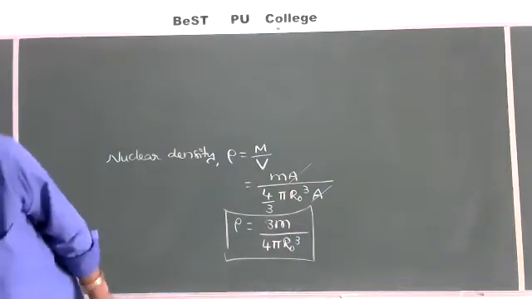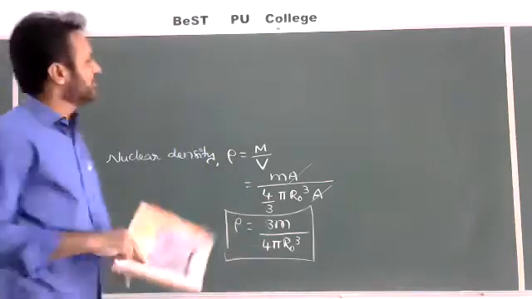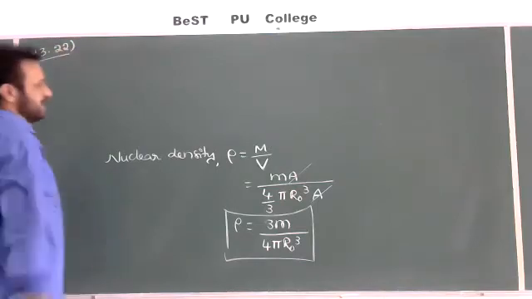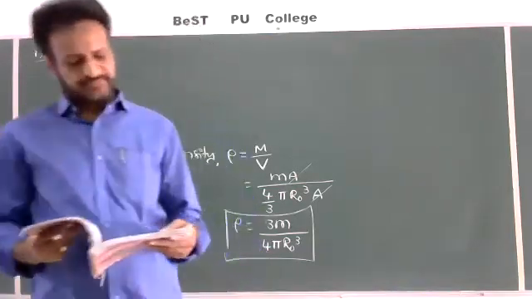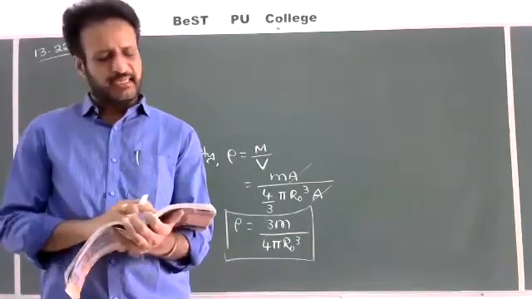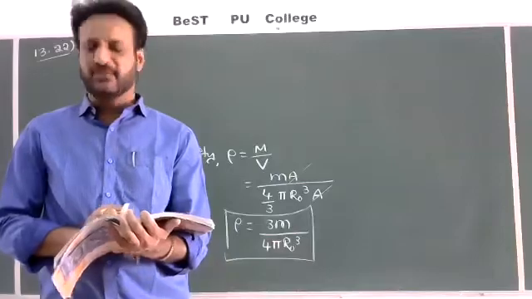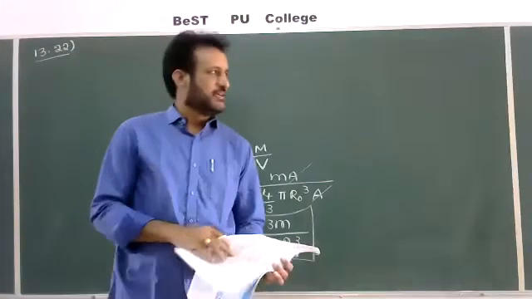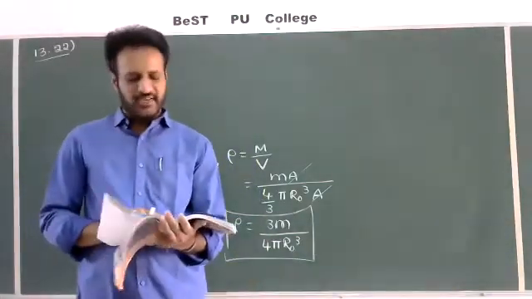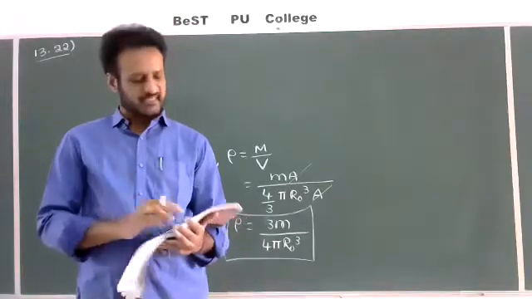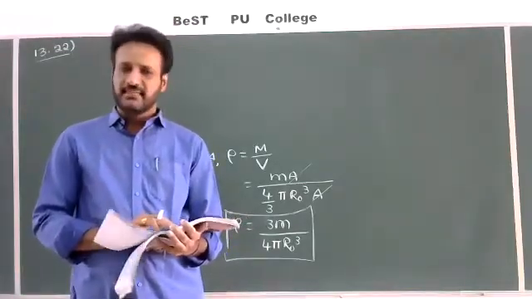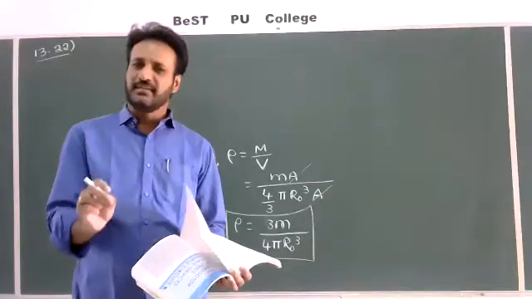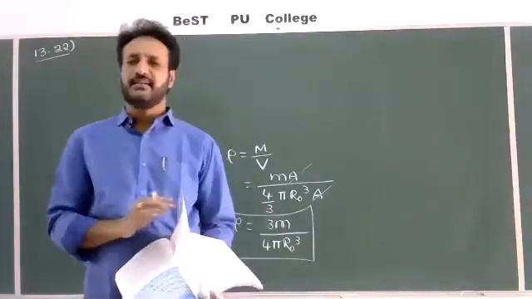In this chapter, we'll go for the last problem, 13.22. What have they given? For beta plus emission from the nucleus, beta plus means, as we already know, the positron, the antiparticle of the electron. For beta plus emission from the nucleus, there is another competing process known as electron capture, meaning an electron is absorbed by the nucleus. Exactly opposite to beta plus emission, there is a process called electron capture.